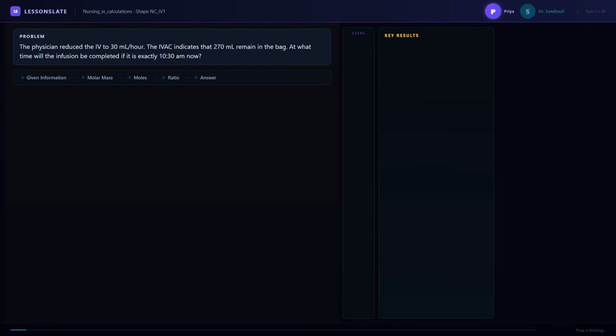Alright, Dr. Sandoval, I'm feeling a bit turned around by this one. The problem says the physician reduced the IV to 30 milliliters per hour, and there's 270 milliliters remaining in the bag according to the IVAC. I keep trying to figure out if I should calculate the total time first, or if I need to think about the remaining volume differently because of the reduced rate. Can we walk through it?